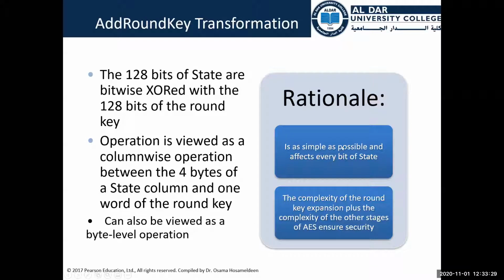The rationale, or why, is that it is as simple as possible and affects every bit of the state. This means that in each output state of each round, we have the effect of the key. If we change the key, even a single bit of it, we get a totally different output. The complexity of the round key expansion plus the complexity of the other stages of AES ensure security. This means we cut the relationship between the input and the output. Given the output, the hacker will not be able to get the input.